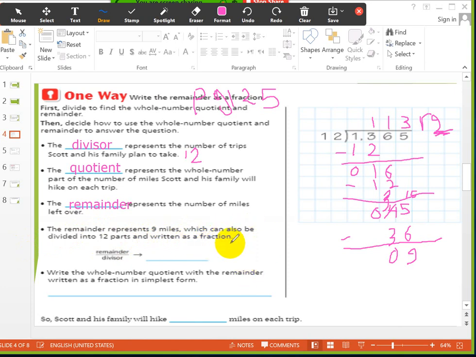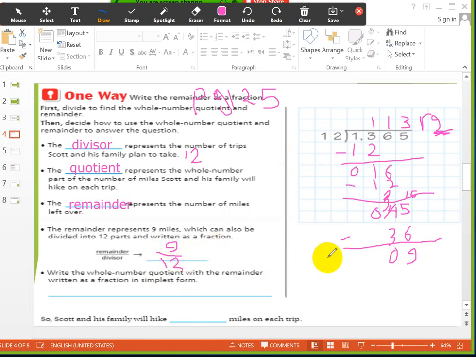So in the division problem, to write the answer, I have to write the remainder as a fraction. The numerator for this fraction will be the remainder, and the denominator for this fraction will be the divisor. So here, when I told you I can divide 9 on 12 and write it as a remainder, that means if you divide 9 on 12, you can write it as a fraction, because the fraction bar means division.